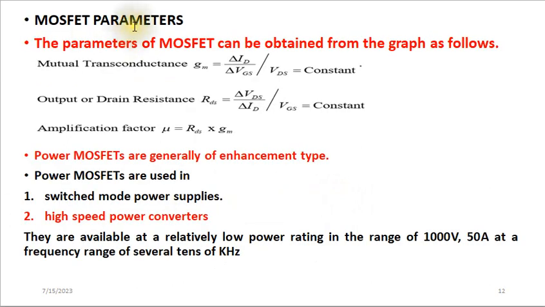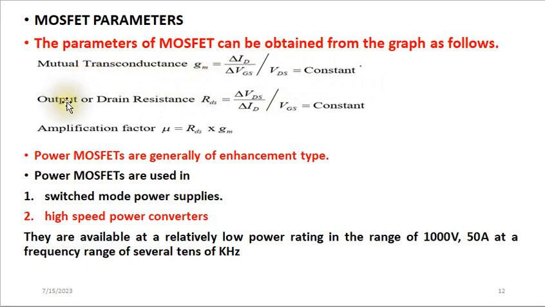So whenever the MOSFET is operating in a circuit, it has 3 parameters which are very important. The first one is called mutual transconductance, which is the ratio of the change in the drain current to the change in the VGS, that is voltage between the gate and the source. Where the VDS is constant, that is where we get the GM, that's the mutual transconductance.